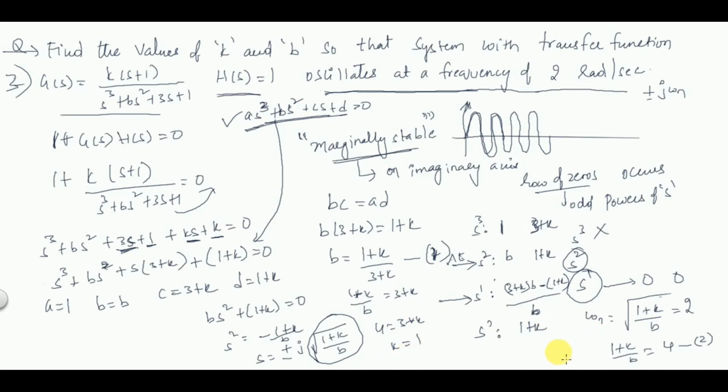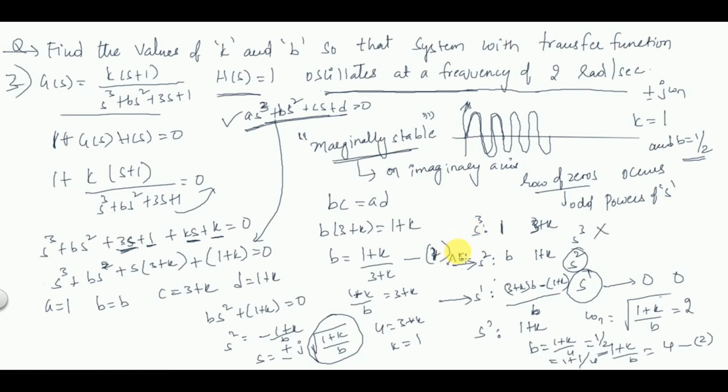So when k is equal to 1, what will be the value of b? b is equal to 1 plus k by 4. So 1 plus k is 1 plus 1, divided by 4, which is equal to 2 by 4, which is 1 by 2. So therefore we have got k is equal to 1 and b is equal to 1 by 2. Okay, so this is how we can solve an equation of third order very easily.